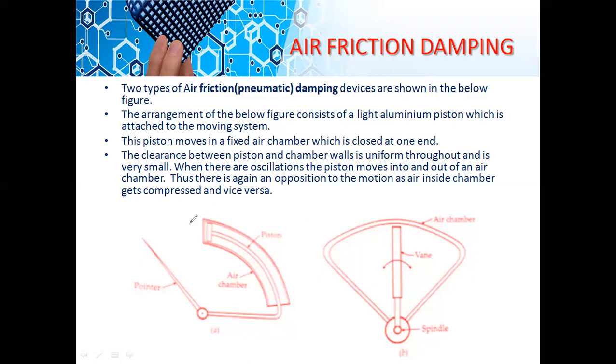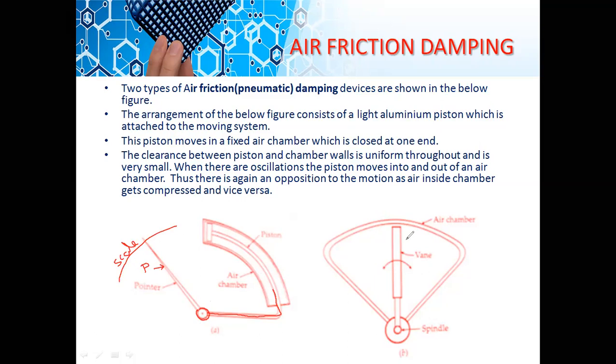In this arrangement, you can see that there is a chamber here. This is what we call the air chamber. This is the center, and you have a pointer here, which will be moving over a calibrated scale. And to the spindle, we have a piston attached, and this piston is supposed to move inside the air chamber. And this is the arrangement.